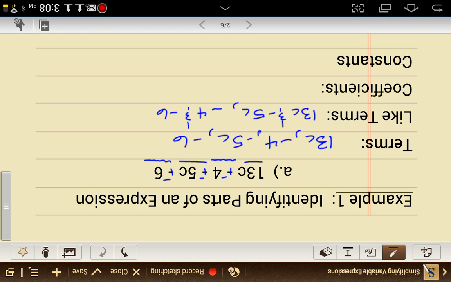Now, coefficients, remember, are the numbers that are being multiplied by a variable. So 13 is in front of the c, being multiplied to the c, and negative 5 is being multiplied to the c. So those are my 2 coefficients. I also have 2 constants, and my 2 constants are negative 4 and negative 6.